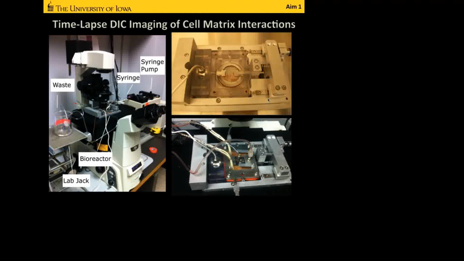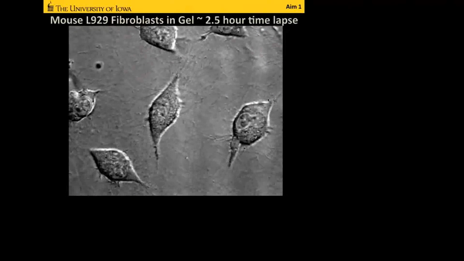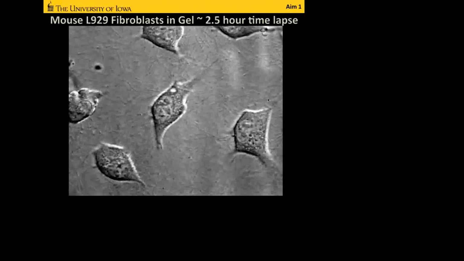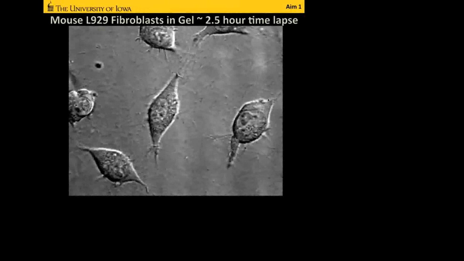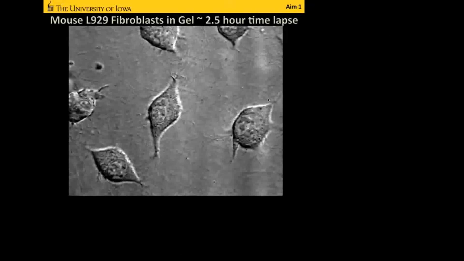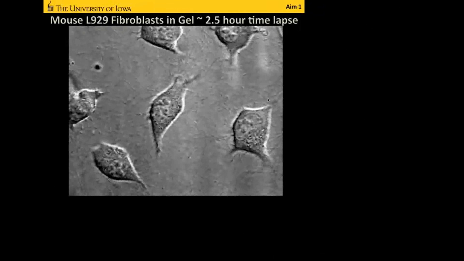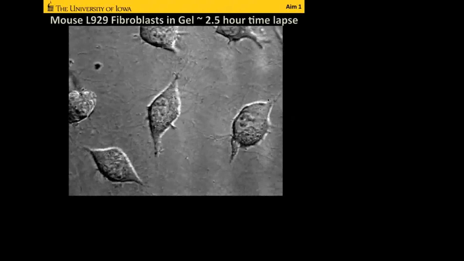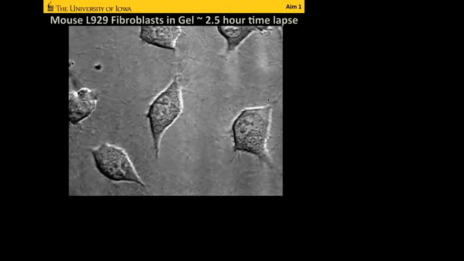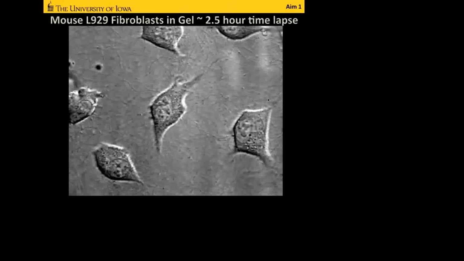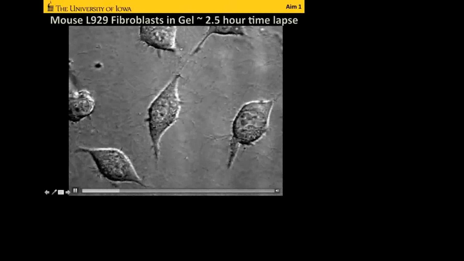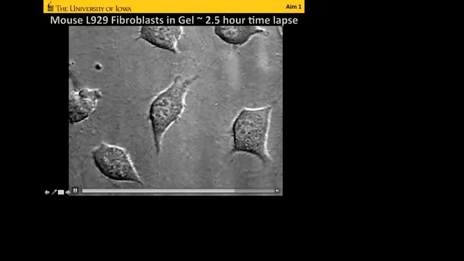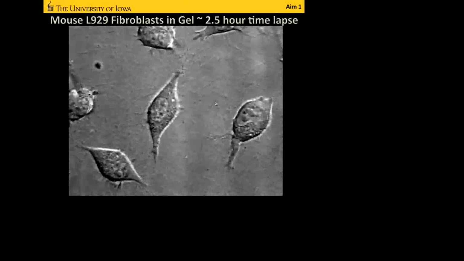cells in this system. And so this is just showing mouse L929 fibroblasts, which we were using as a test cell to just kind of get started with developing the system. And what you can see here is that the fibroblasts are extending processes into the surrounding fibers of a collagen gel. Hopefully you can see that there's a little bit of displacement occurring here. It turns out the mouse L929 fibroblasts are not nearly as active in terms of contracting the matrix as human fibroblasts or fibroblasts from other animals.